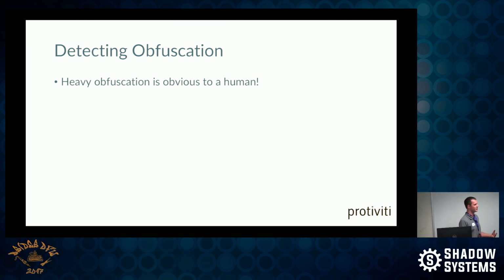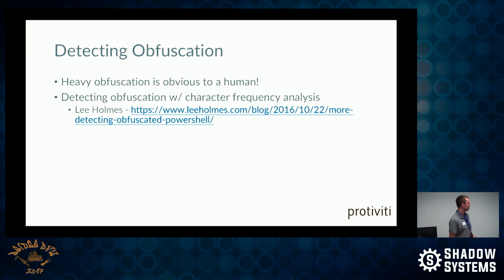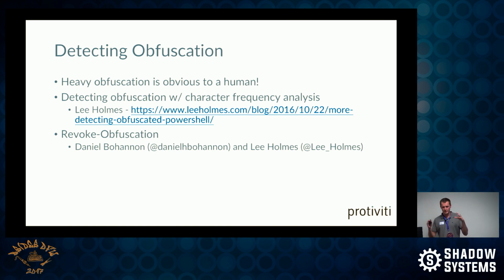But how do we train a computer to actually recognize that? Well, Lee Holmes came up with an idea for that in a blog post he posted that uses character frequency analysis to detect PowerShell obfuscation. Because what you saw is Invoke-Obfuscation puts in a bunch of special characters that is not really typical to see inside of scripts. And Lee and Daniel put that rule into a collection of a much larger rule set that is basically a PowerShell obfuscation detector called Revoke-Obfuscation.